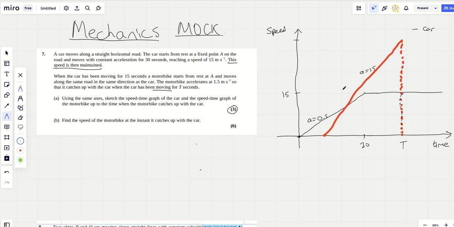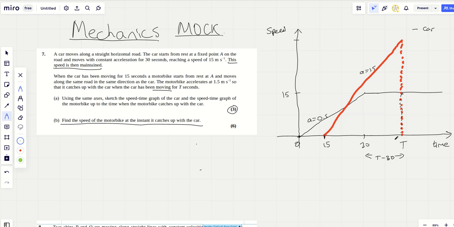Now, this bit is going to be tricky, because it then just says find the speed of the motorbike at the instant it catches up with the car. There's no way we're going to be able to find that unless we know this time here. Oh, and by the way, let's put that on as 15 as well. So this is 0, this is 15, this is 30, and naturally this gap here is t minus 30.